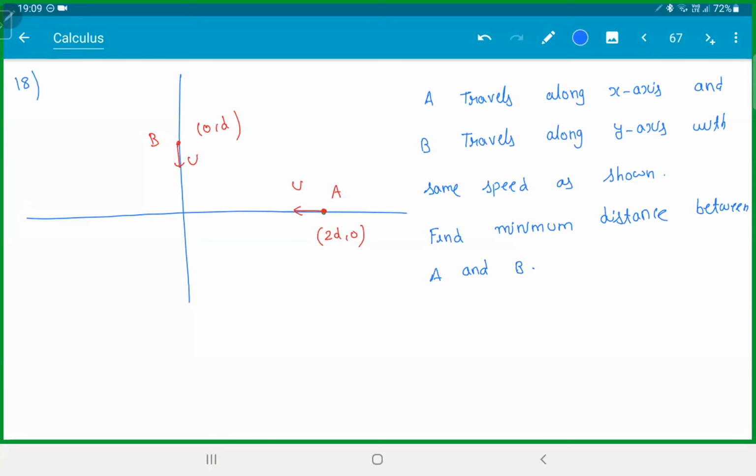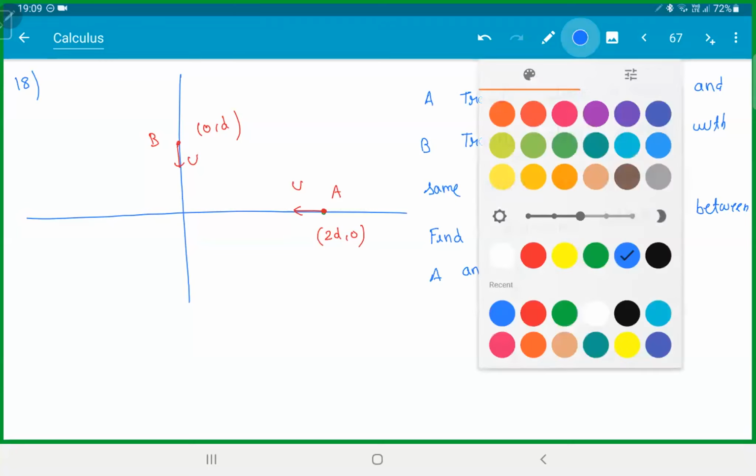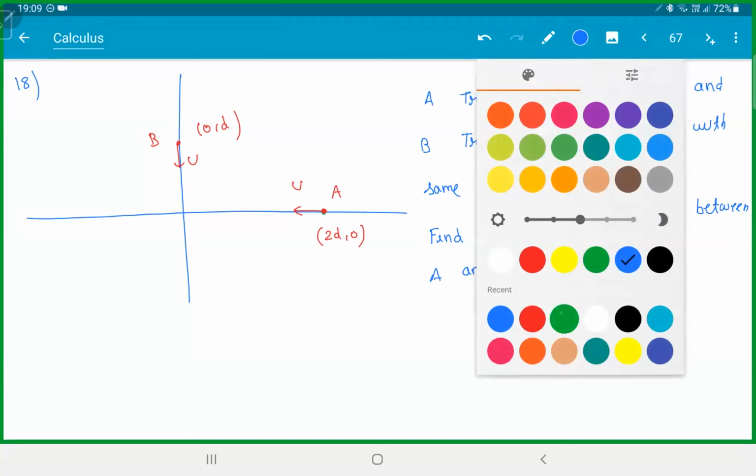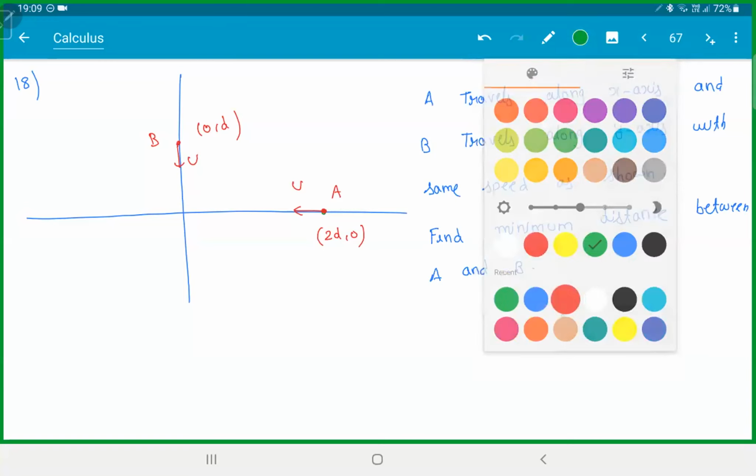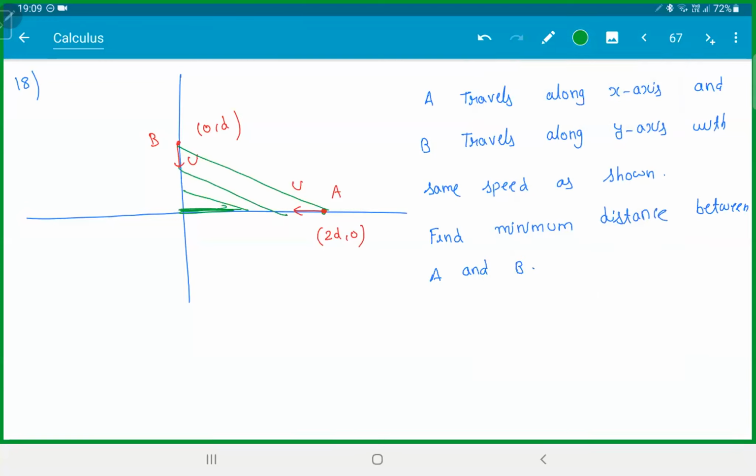How do you do this? Because as they're getting closer now, this will be the distance. This will be the distance. Then while going away, this will be the distance, and this will be the distance, and again it will increase. So somewhere here, the distance will decrease and then start increasing again. Okay.